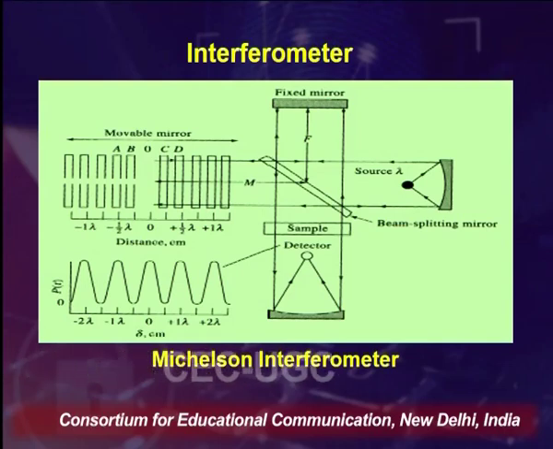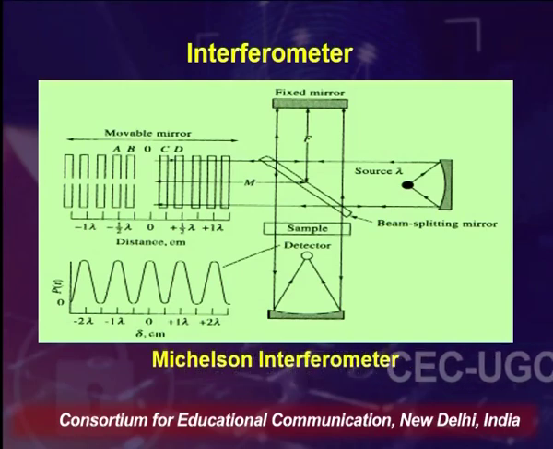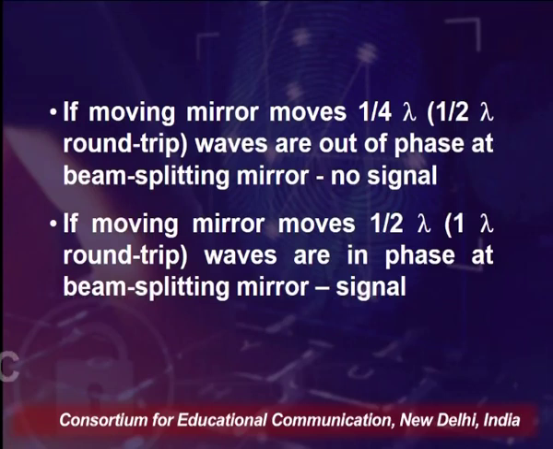The major difference between the dispersive spectrophotometers and the IR is that this interferogram detected by the detector is converted to the spectra later on, and we apply a Fourier transform theorem to that. If the moving mirror moves 1/4 lambda, waves are out of phase at the beam splitting mirror, and then there is no signal. But if the moving mirror moves 1/2 lambda, waves are in phase at the beam splitter mirror, and then we get the signal. That is how an interferometer works.